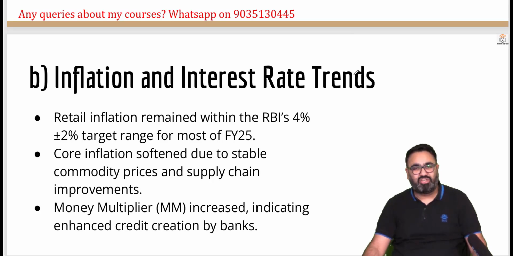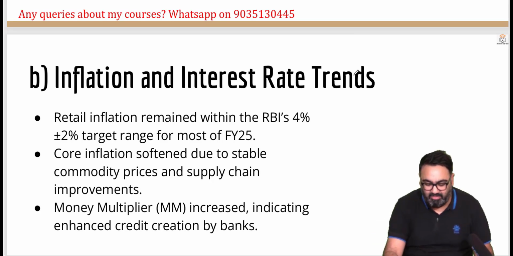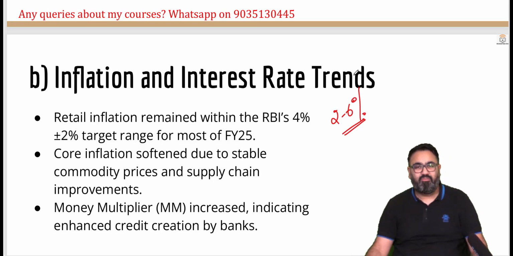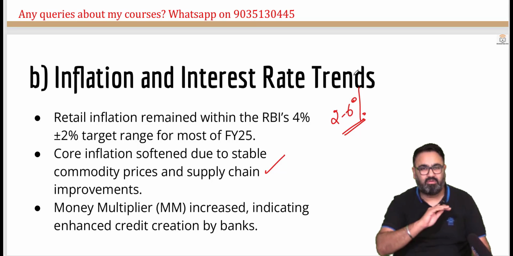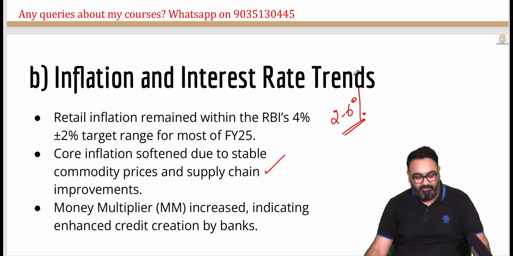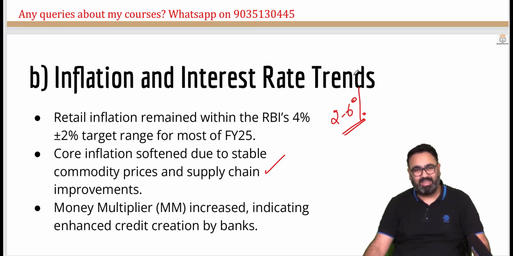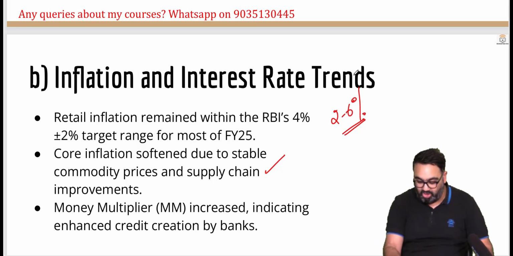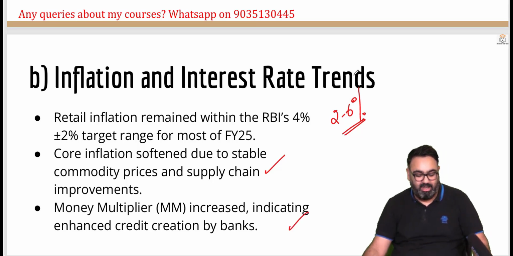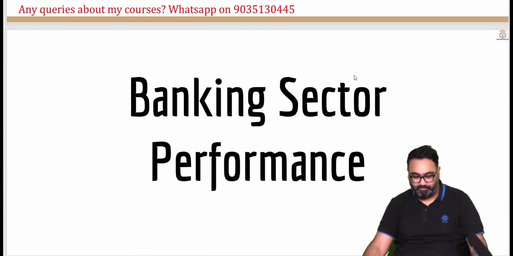What about inflation? Inflation targeting, as I said, has been 2 to 6%. This is the ideal range where we want to be. Core inflation softened. Core inflation is the inflation removing food and fuel. That softened. The commodity prices softened, although it is still increasing, but it's not as drastic as it was. Money multiplier, that also tells us about how much money is in the market, also increased, meaning there is more money in the market now. The banks are open, or they are happy to give more loans as compared to earlier.